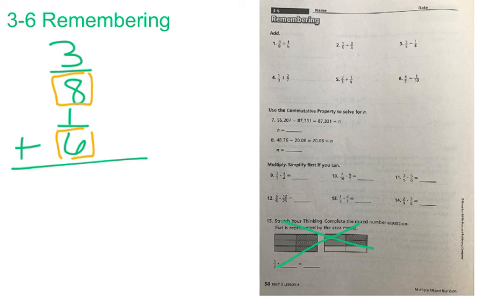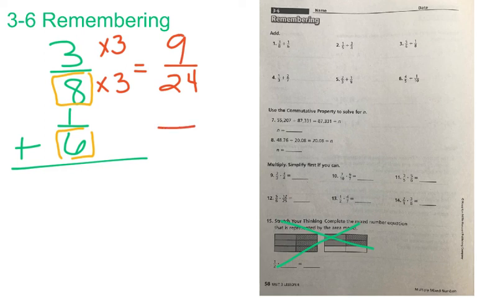And so I want to get a denominator of 24, and in order to get to 24, I have to multiply 8 times 3, and that is equal to 24. Now, anything I do to the bottom, I have to do to the top, so I have to multiply the top by 3, the numerator, and 3 times 3 is equal to 9. And now I can go down to the bottom, and I know that I want a denominator of 24, so I need to multiply 6 times 4 to get to 24, because 6 times 4 is equal to 24.